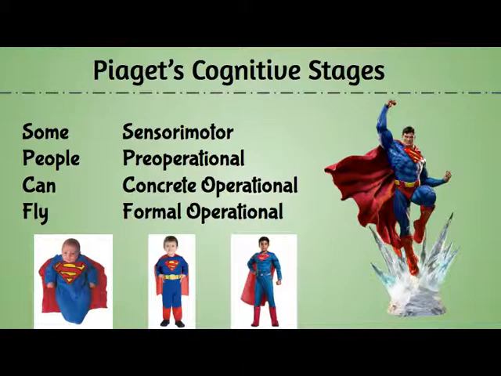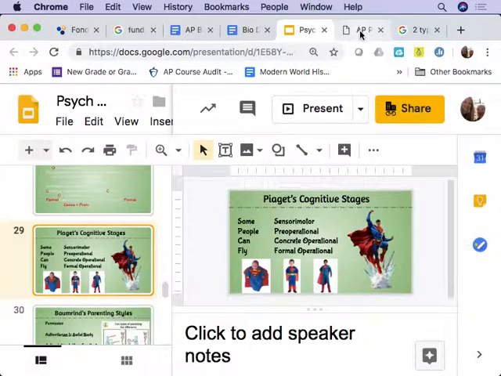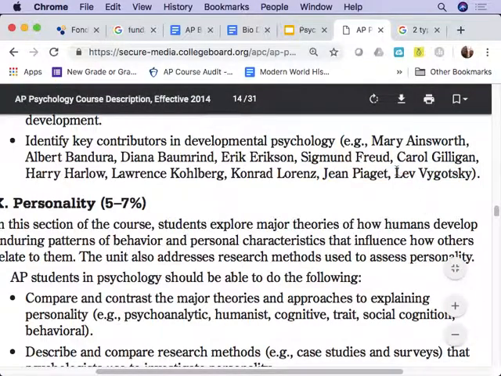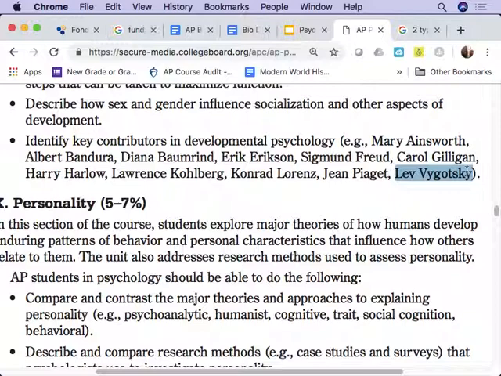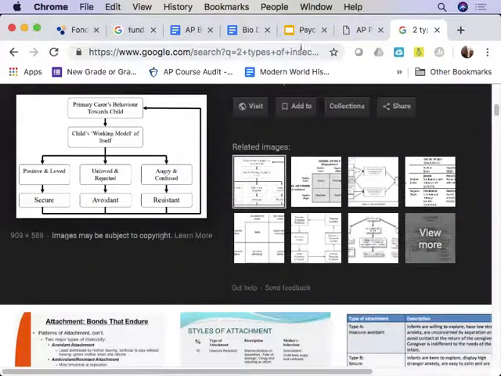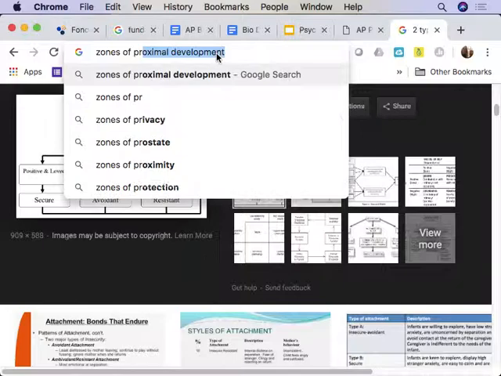So formal operation. And then Lev Vygotsky, what he came up with was the theory of zones of proximal development. Am I saying that right? Zones of proximal development. Yeah, I am.